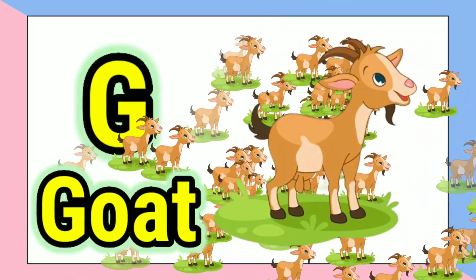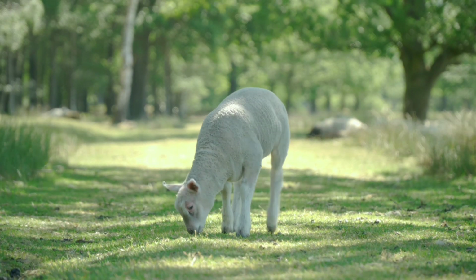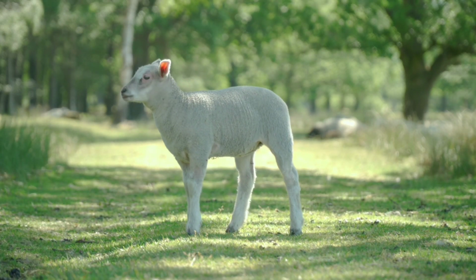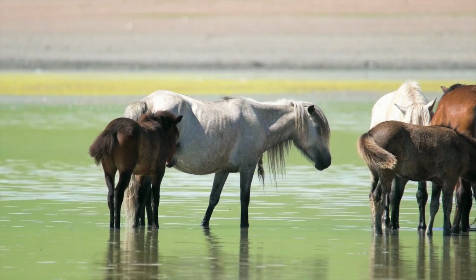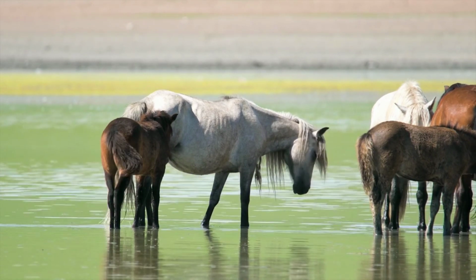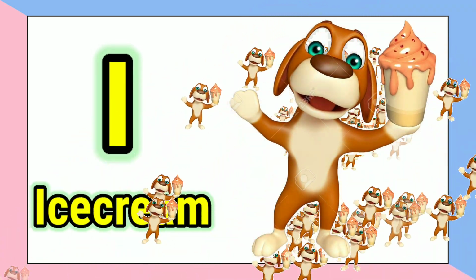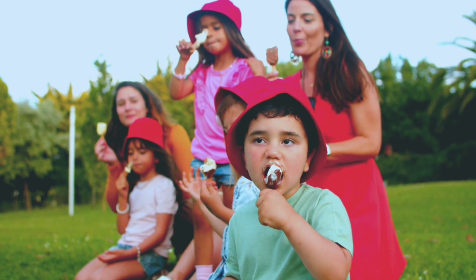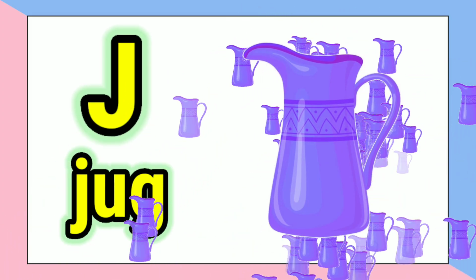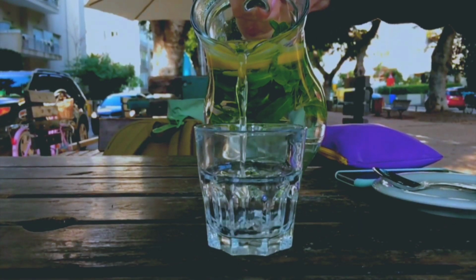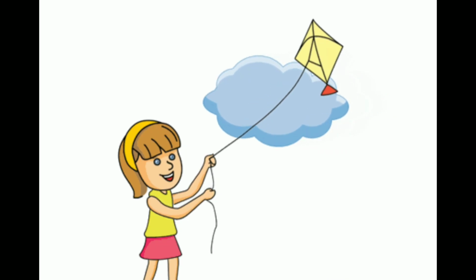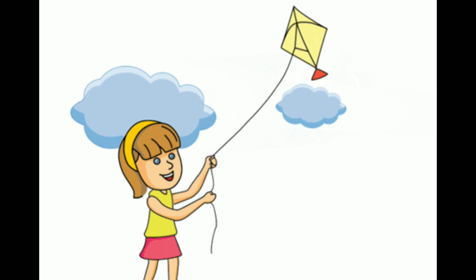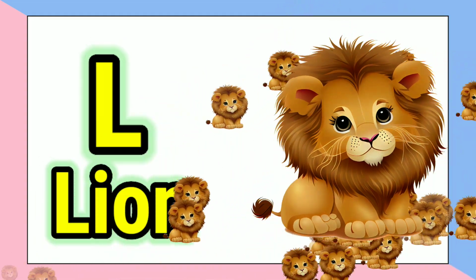G for goat. H for horse. I for ice cream. J for jug. K for kite. L for lion.